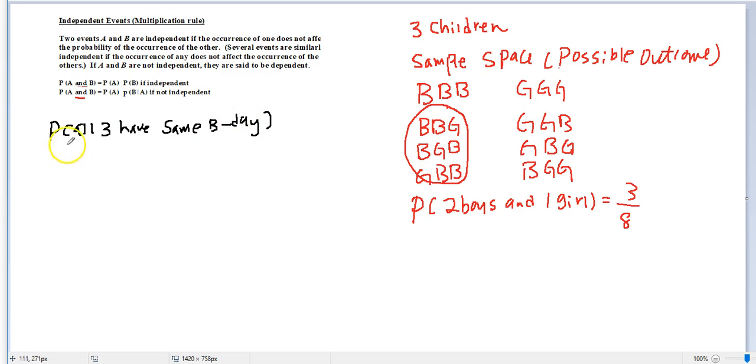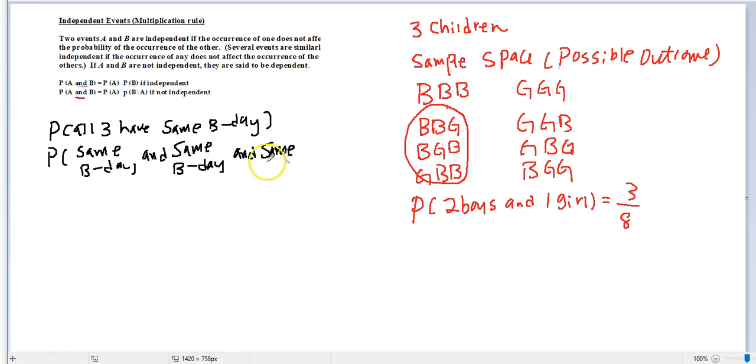So you can rewrite this as the same birthday and same birthday and the same birthday. So that's going to be the probability.